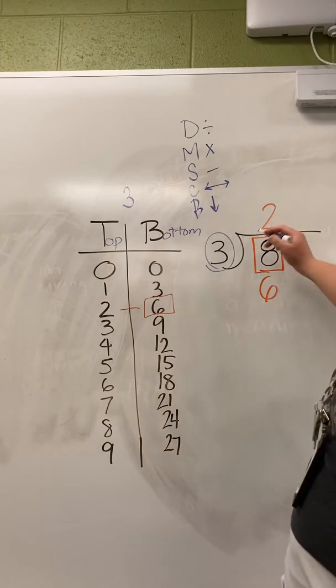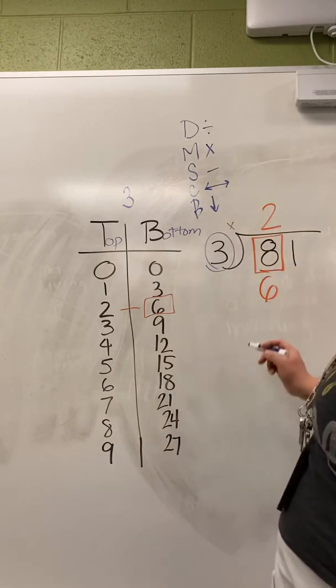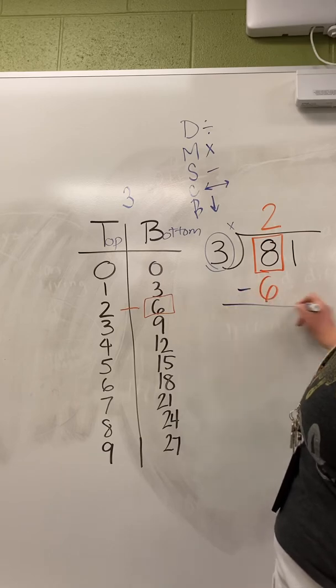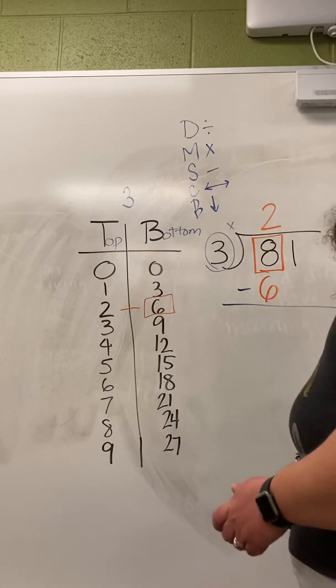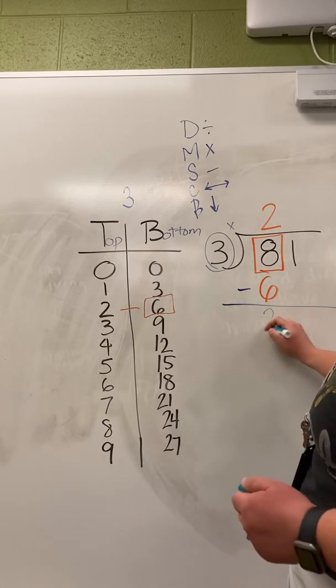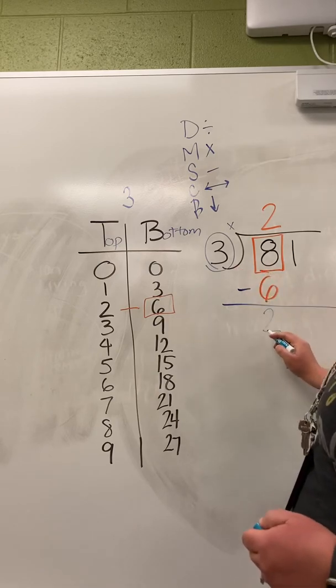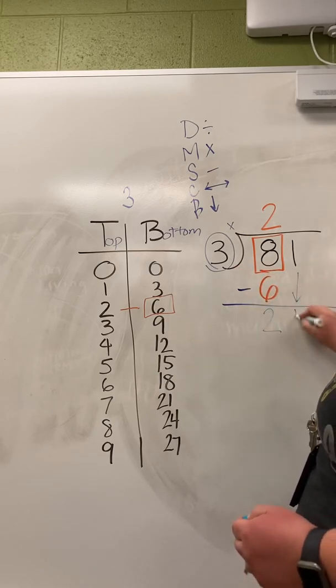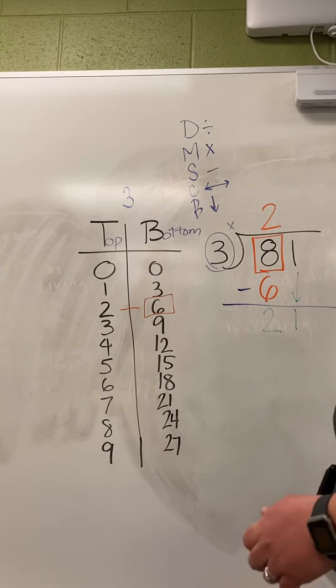So here's our divide. 2 times 3 is 6. Then we would subtract. 8 minus 6 is 2. We compare. 2 is less than 3, so then we can bring down our 1. And now we're left with 21.